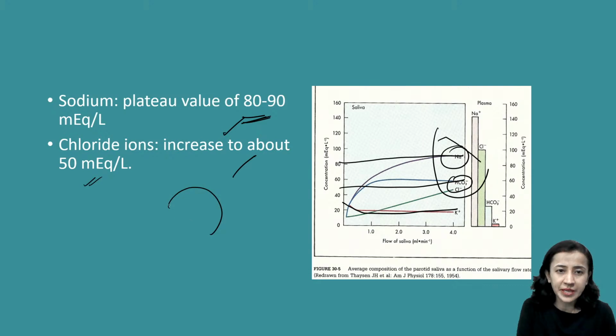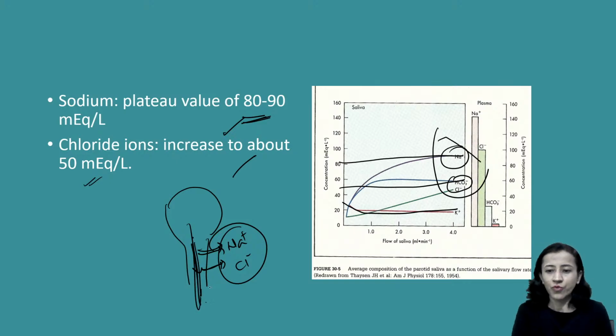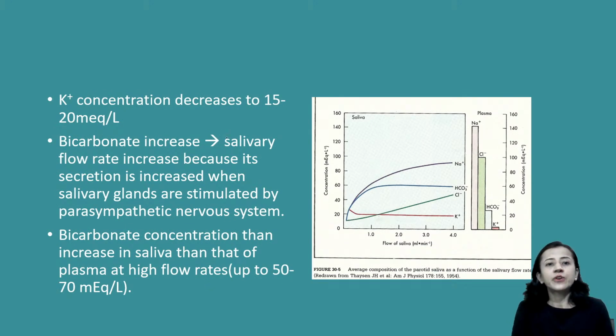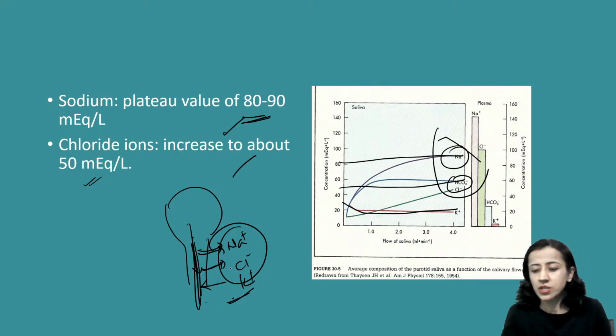As I told you, I repeat here: because flow rate is high, no time is provided for the reabsorption of these two. So the sodium and chloride ions cannot be reabsorbed, so they are more in the saliva. Fine. And potassium concentration decreases. Why? Because flow rate is high, so potassium cannot be secreted here. Fine. So this is the cause for the increase in sodium, chloride and decrease in the potassium ions.